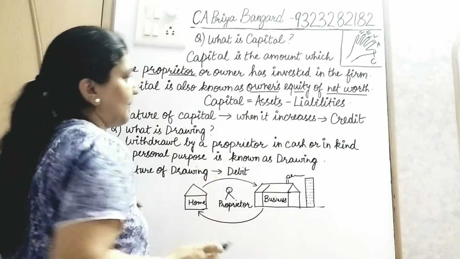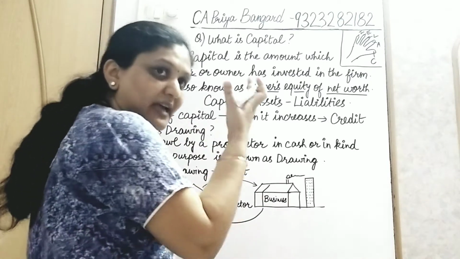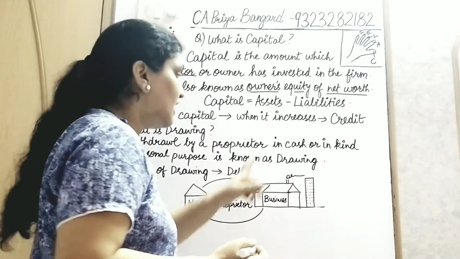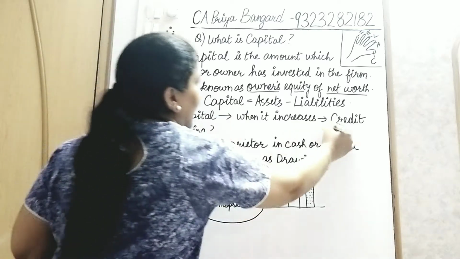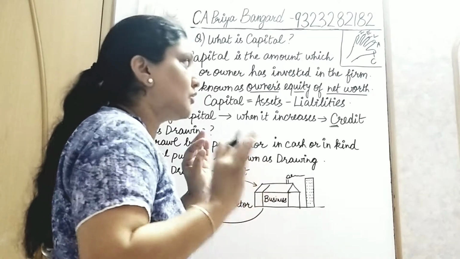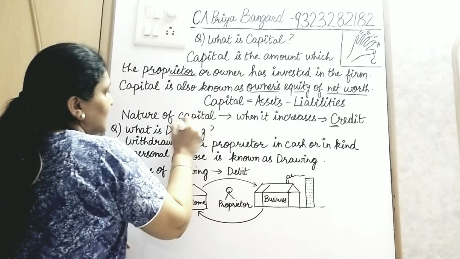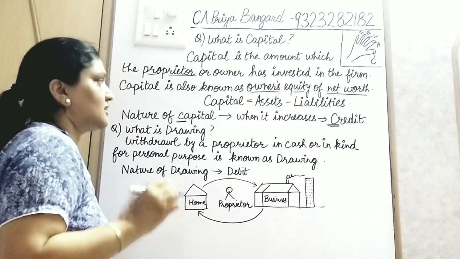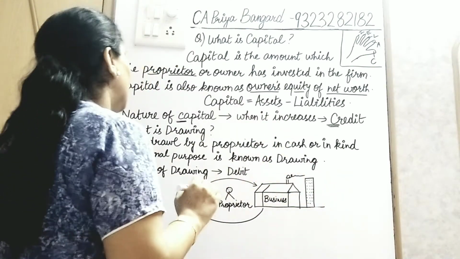Now, nature of capital. I told you that for every transaction there has to be one debit and one credit. So remember the nature of the transaction: whenever capital comes into the business, whenever capital increases, it has to be credit. And this is no rule, but to learn it, you remember it like this: C for capital and C for credit. So capital has to be credit always whenever it is increasing in the business.